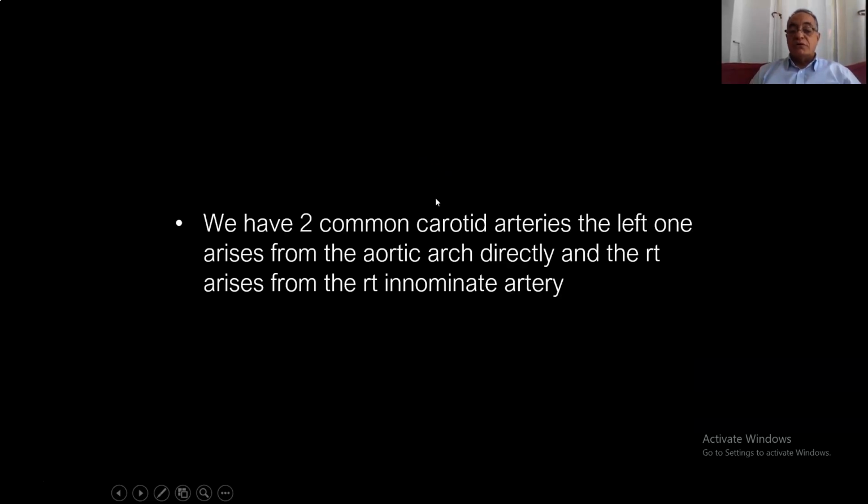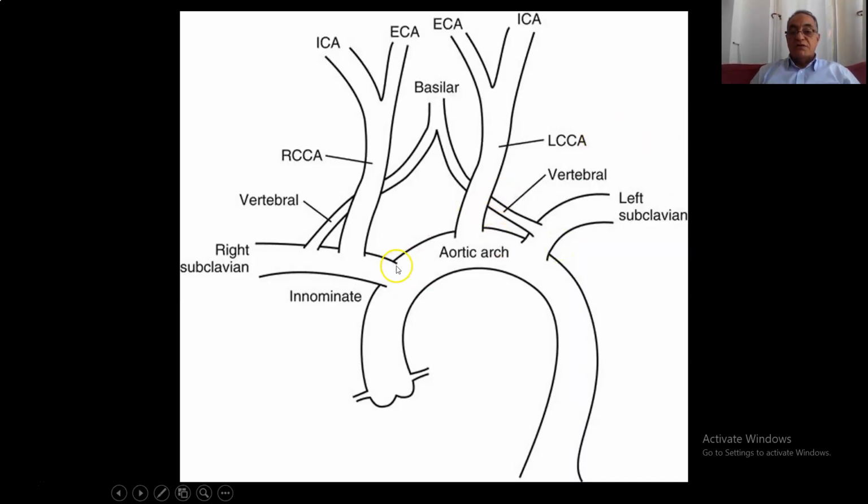We have two common carotid arteries. The left one arises directly from the aortic arch, and the right arises from the right innominate artery. This is the aortic arch. The aortic arch gives three branches: the left subclavian, the left common carotid, and the innominate artery, which divides into the right subclavian and the right common carotid, and you see that the vertebral arises from the second part of the subclavian.